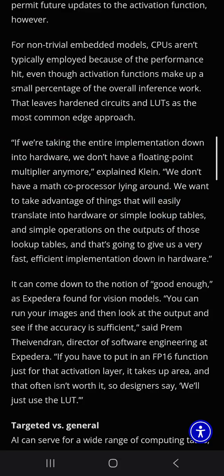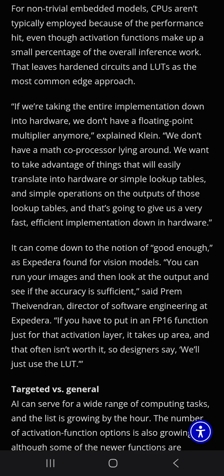If we are talking about taking the entire implementation down into hardware, we don't have a floating point multiplier anymore, explained Klein. We don't have a math coprocessor lying around. We want to take advantage of things that will easily translate into hardware or simple lookup tables and simple operations on the output of those lookup tables. And that's going to give us a very fast, efficient implementation down in hardware.